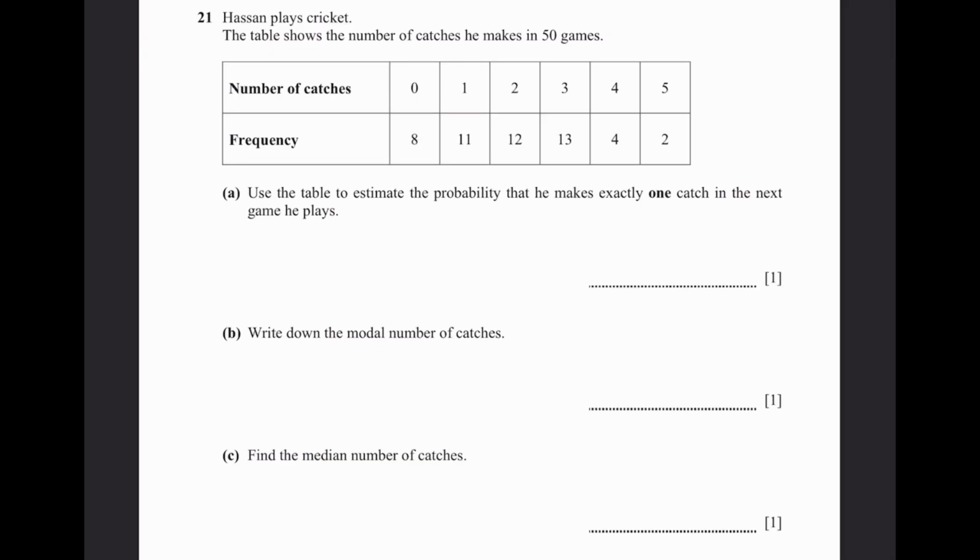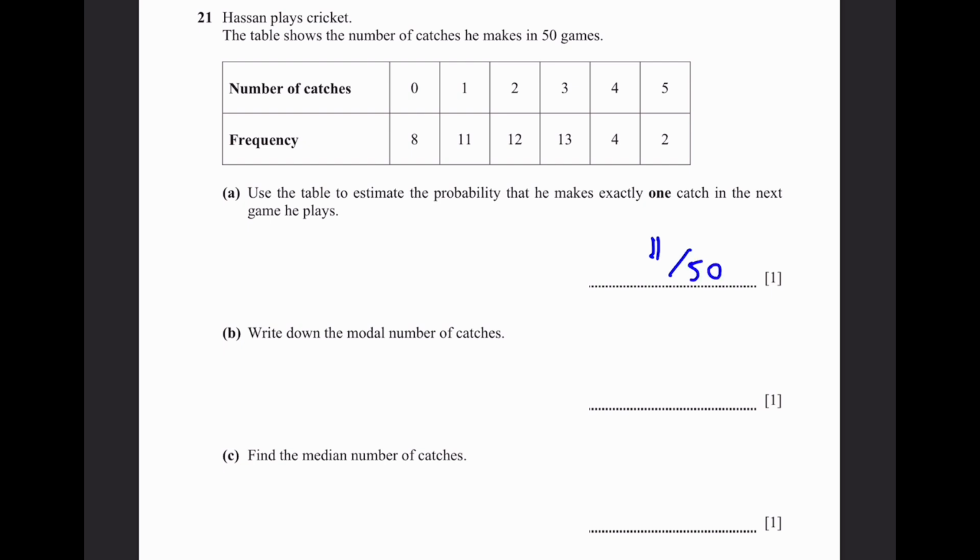And therefore, Mike's data supports his conclusion. Question 21. Hassan plays cricket. The table shows the number of catches he makes in 50 games. A. Use the table to estimate the probability that he makes exactly 1 catch in the next game he plays. So over here, we have the frequency 11 for 1 catch, and there's total of 50 games. And that means it's 11 by 50.